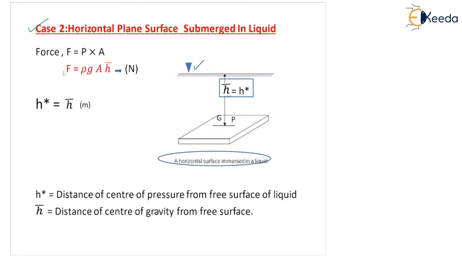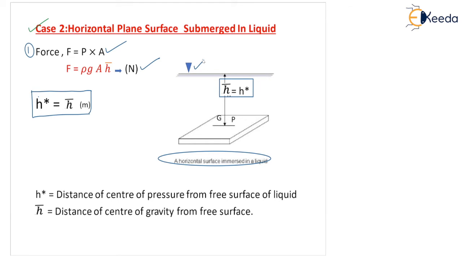Here also we are going to see the same two things. Number one, the force. Force equal to pressure into area, same formula. Force equal to rho g A h bar Newton. 100% same, no change. And H star equal to H bar here. This is an important condition. So how to find this one? H bar equal to H star.